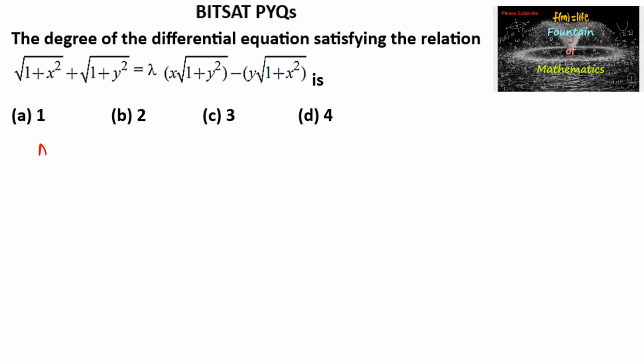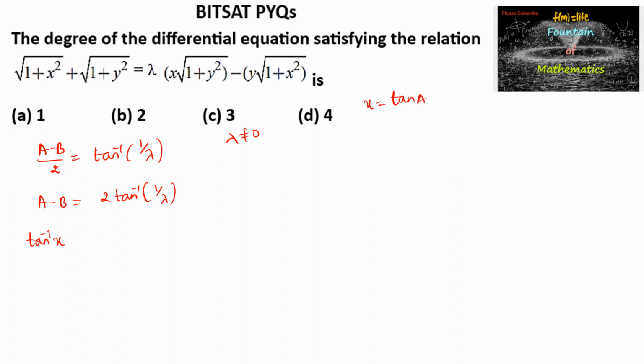which implies A minus B upon 2 is equal to tan inverse of 1 upon lambda, that is A minus B is equal to 2 times of tan inverse 1 upon lambda, where lambda is some constant and lambda is not equal to 0 we consider, and A is nothing but we can write tan inverse of x, because we know that tan x is equal to tan A we consider, so A is equal to tan inverse x we can write. So tan inverse x minus tan inverse y is equal to 2 tan inverse of 1 upon lambda.